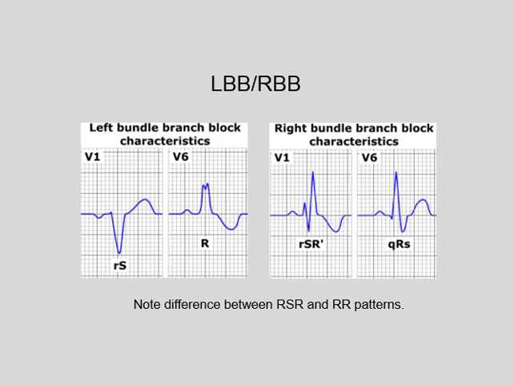Left and right bundle branch block. We've seen examples here. The RSR pattern in V1 indicates right bundle branch block. That deep S wave with rapid ears in V6, left bundle branch block.